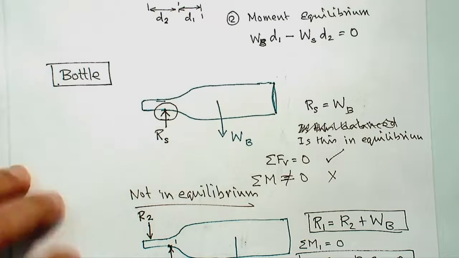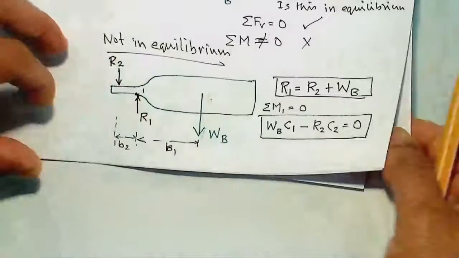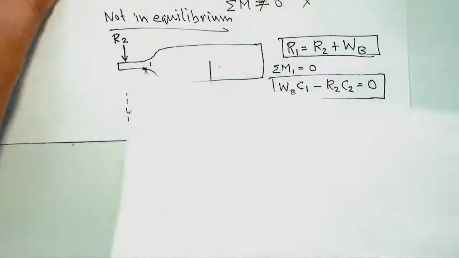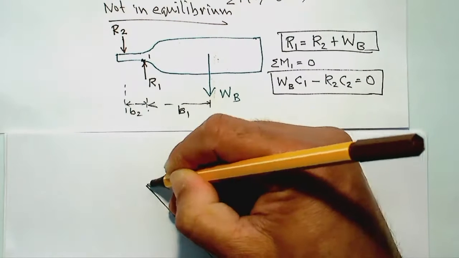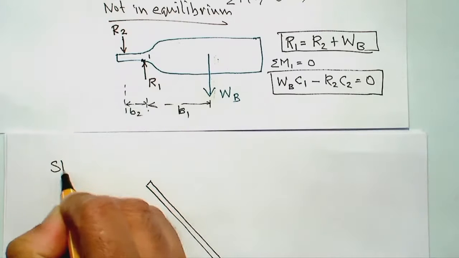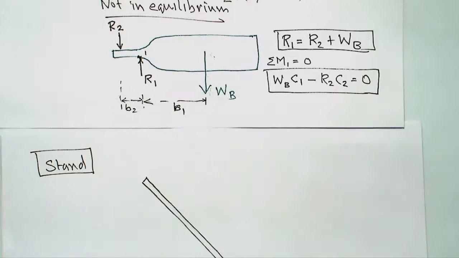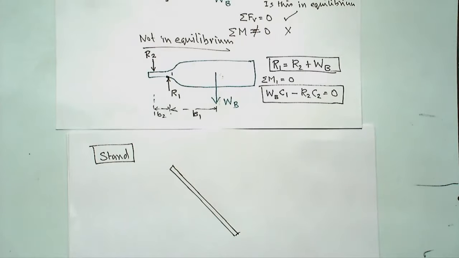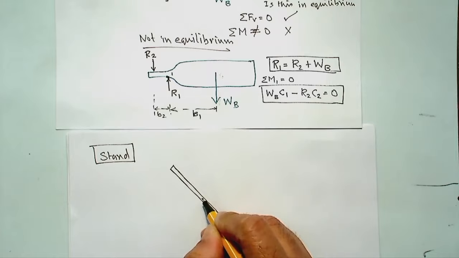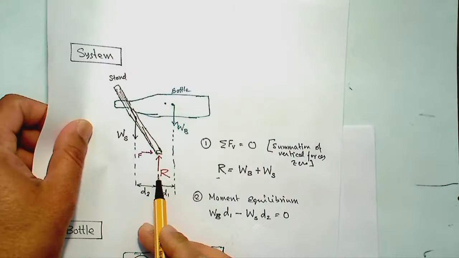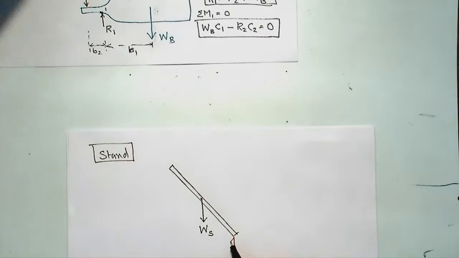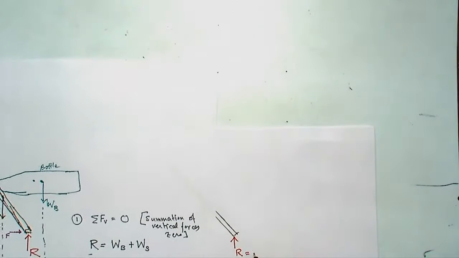I said that because if we now draw the free body diagram of the stand, then you could use the bottle free body diagram and draw the stand's free body diagram. Near about the middle, it has got its own weight, that is the weight of the stand. And at the bottom, it has got the reaction force from the whole system you have calculated before. That is R, which we know is equal to WB plus WS. That does not change.